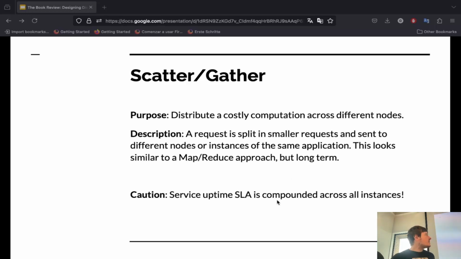One thing that it mentions is that if we start to think about SLAs of our services, the SLA is compounded across all instances. In this case, we are scattering a request to different nodes, and if one of those fails, we have to compound it with all the other services that may have not failed.